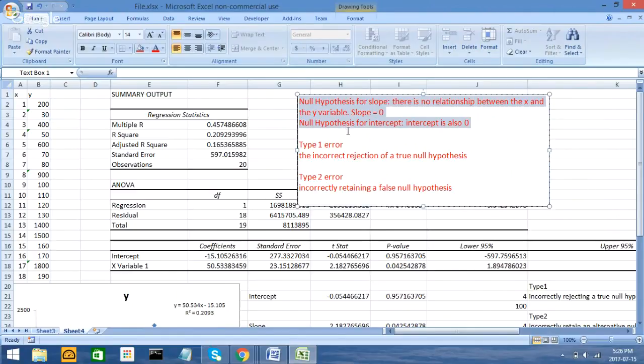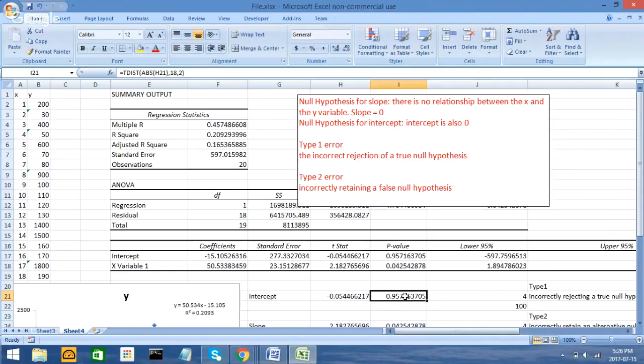Let's see the p-value. This is the p-value which is associated with our intercept, which is 0.9571. Since the p-value associated with our intercept is greater than our threshold value, which is 0.05, we can conclude that our intercept is equal to 0.